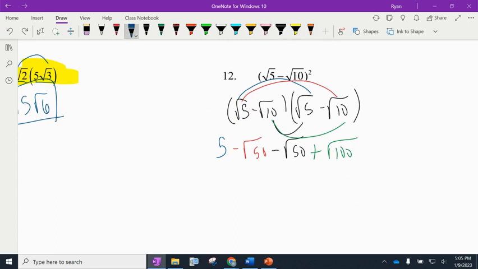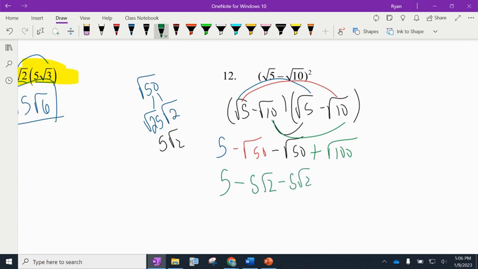Now, as far as simplifying this, the square root of 50 we've done a few times, and you have to get really good at simplifying those. Square root of 50 is the square root of 25 times the square root of 2. That's significant because the square root of 25 is 5. So this is 5 square root of 2. So as far as simplifying it, the 5 is a 5 minus 5 square root of 2 for this term minus 5 square root of 2 for this term plus the square root of 100, which is just plain old 10.